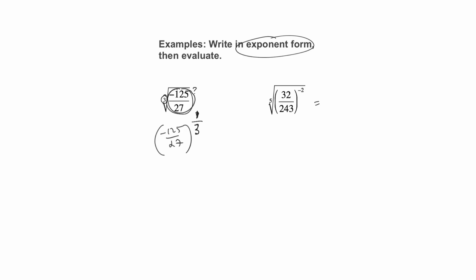This one over here, we can put in brackets, that massive fraction over there. And we know that we have a numerator and a denominator. The 5 tells you the type of root, which is the fifth root. And over here, we have a -2. Now, the next thing it says, evaluate.